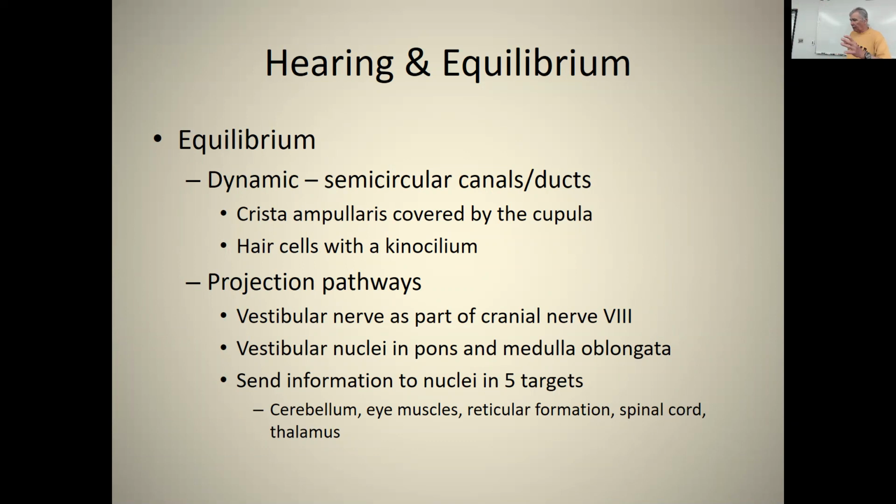Its projection pathway: the vestibular nerve is part of cranial nerve 8, to the vestibular nuclei in the pons and medulla oblongata, and you send information to nuclei in 5 targets. 1, the cerebellum for proprioception, for the idea of where your head is in space. Eye muscles, so if you lean one way, you can compensate with your eye muscles. The reticular formation, the spinal cord, and the thalamus. The spinal cord is to make sure those muscles are contracting to keep you upright. And it goes again to the thalamus. It's like every other sense except for olfaction and 1 pain pathway.